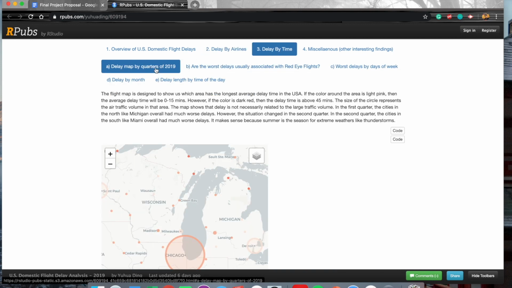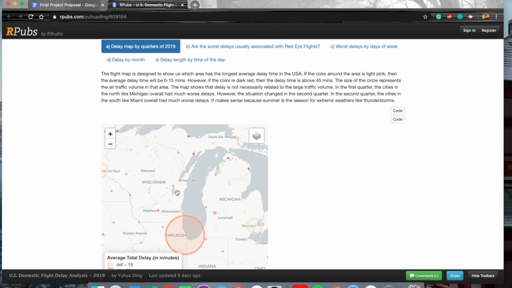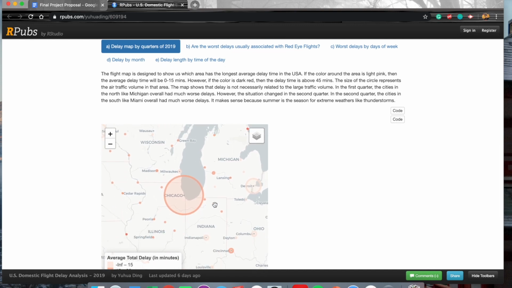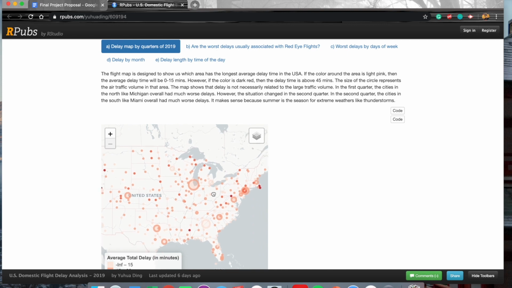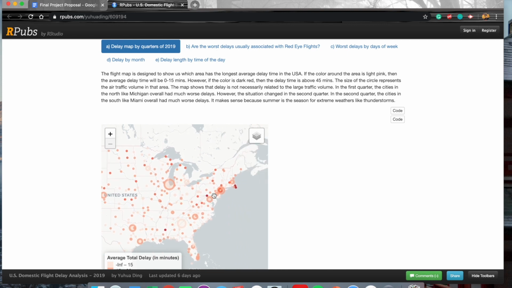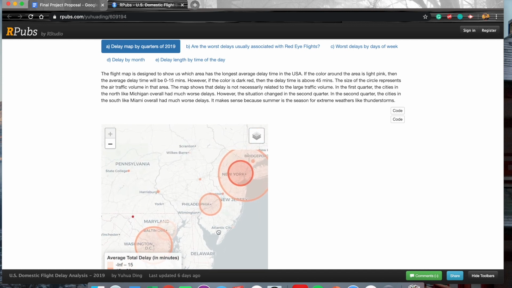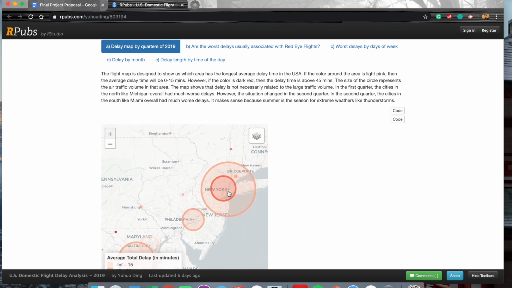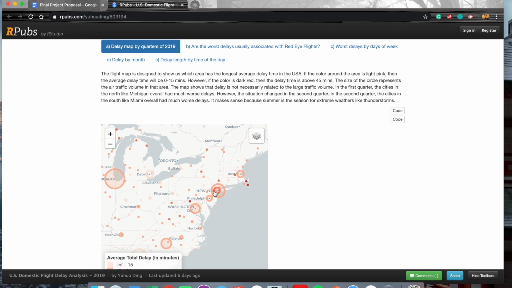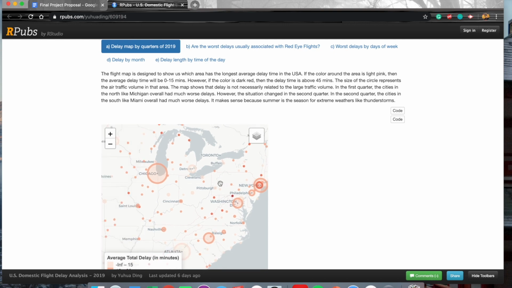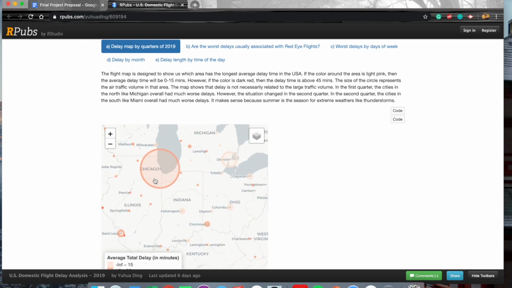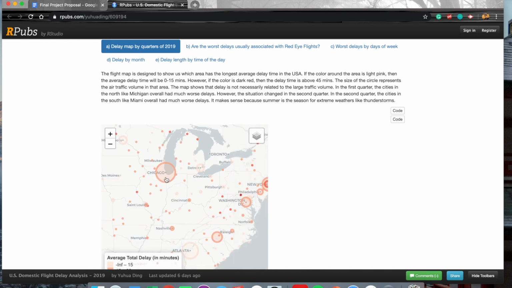And we can also take a close look at delay by time. The delay map by quarters of 2019 is designed to show us which area has the longest average delay time in the USA. If the color around the area is light pink, then the average delay time is 0 to 15 minutes. However, if the color is dark red, then the delay time is about 45 minutes. The size of the circle represents the air traffic volume in the area. The map shows us that delay is not necessarily related to large traffic volume.